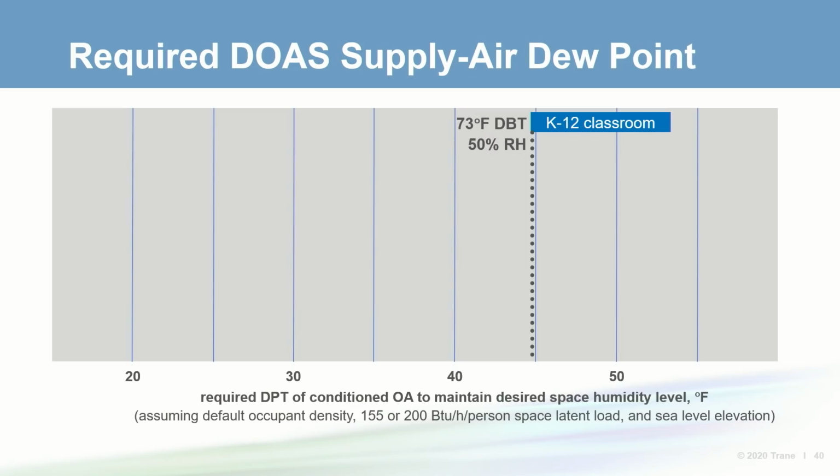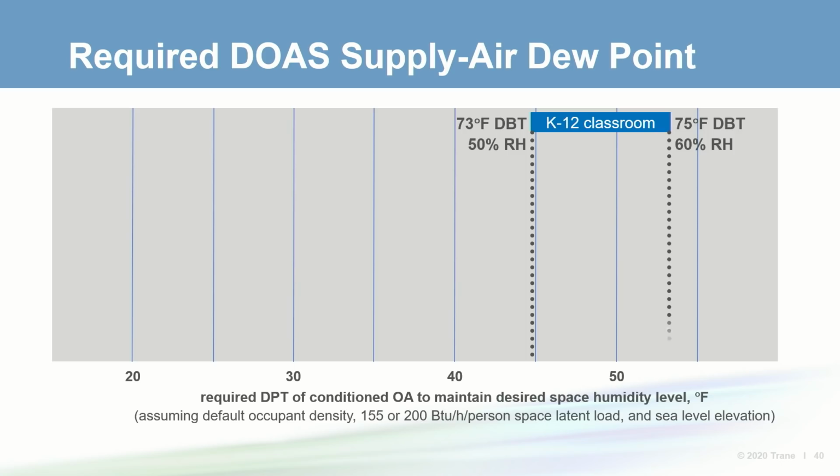Now, if I go back to my K through 12 classroom example, when the desired space conditions were 73 degrees dry bulb and 50% RH, the outdoor air needed to be dehumidified to about a 45-degree dew point.